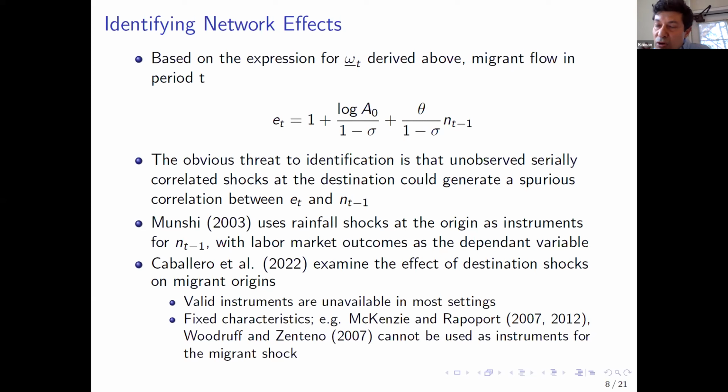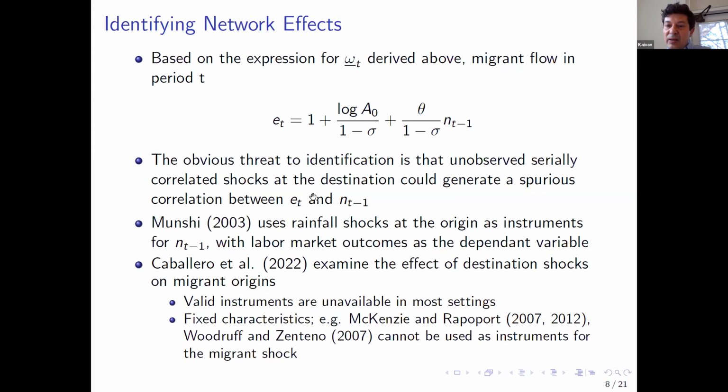So what you need, if you really want to estimate this network effect, is some kind of shock at the origin. And this is what I use in my paper on Mexican migrants to the US, where I use rainfall shocks in the Mexican origin communities as instruments for changes in N_{t-1}. And what I do is to replace entry as a dependent variable with other labor market outcomes, like employment or the type of occupation.